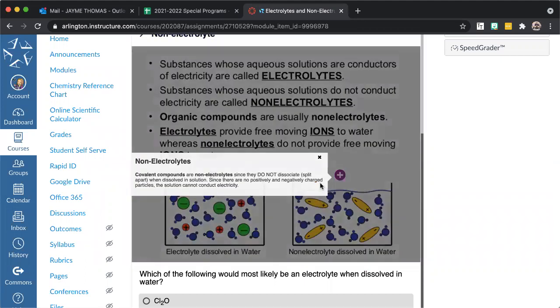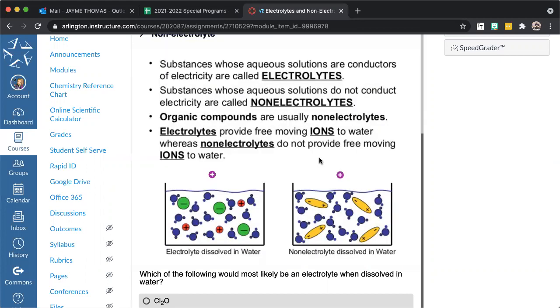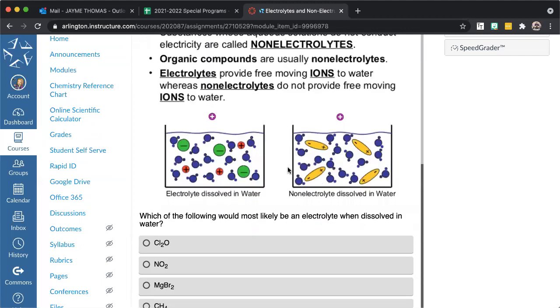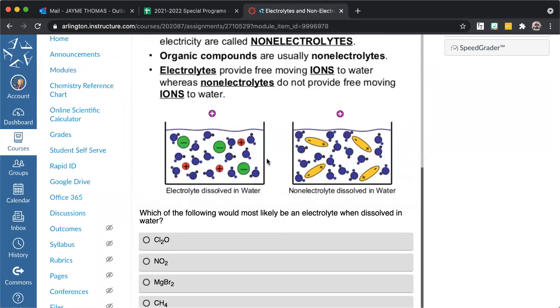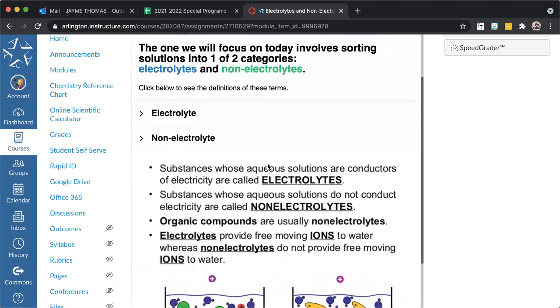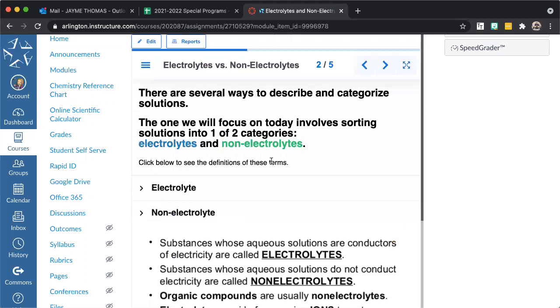Non-electrolytes are going to be your covalent compounds. Specifically, it'll be the polar covalent, because it can dissolve in water, but it can't conduct electricity. Okay. And so since there's no separate positive and negative charges, they don't conduct electricity. Okay. So down here it has some practice. It says which would most likely be an electrolyte. So based on what we just talked about, if you want to know which is the electrolyte, you need to identify which is the ionic compound. So it might help you to go back to that first lesson and look at the periodic table at the very beginning to help identify if things are ionic or covalent.